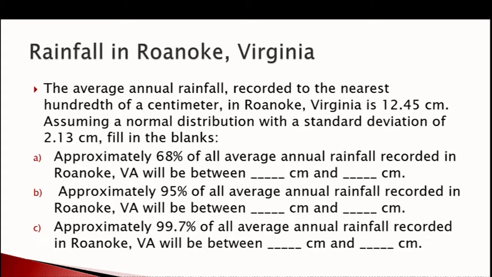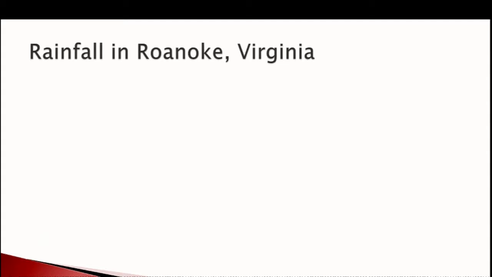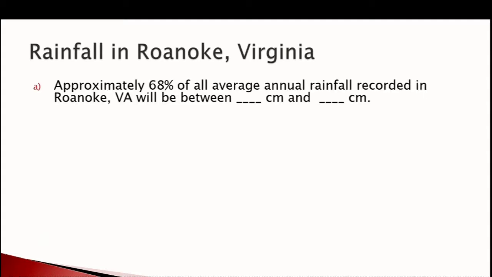The very first big hint is that they say assuming a normal distribution, and then you see the approximately and the three familiar numbers 68%, 95%, 99.7%. So yes, you're right. You are thinking about using the empirical rule for this problem, where it applies exactly. So let's do part by part first. Part A, approximately 68% of all average annual rainfall recorded in Roanoke will be between blank and blank centimeters.